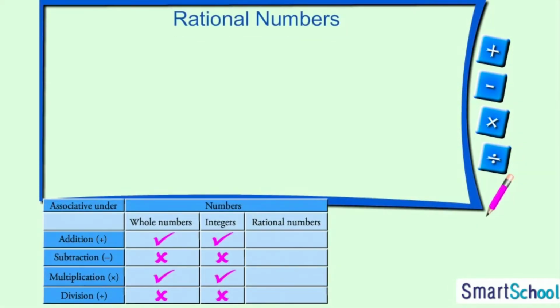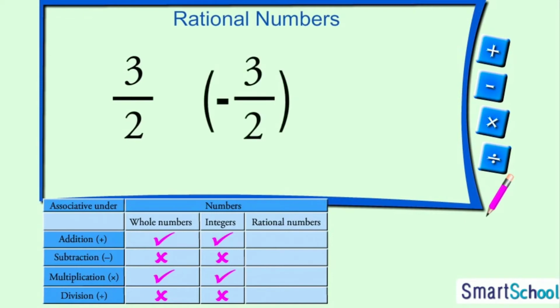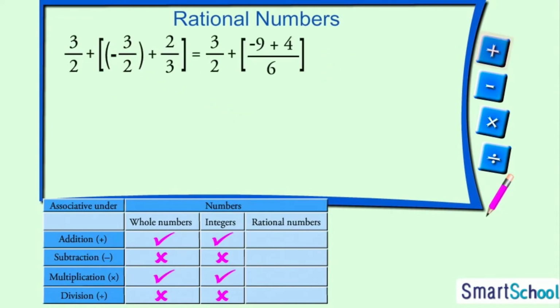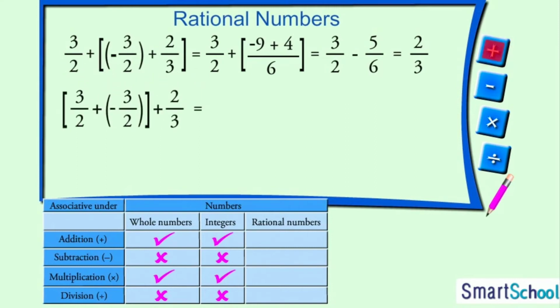Now, let us check the associative property for rational numbers. Consider three rational numbers: 3 by 2, minus 3 by 2, and 2 by 3. On adding the last two terms and then adding it to the first one gives 2 by 3. On adding the first two terms first and then adding to the last one also gives 2 by 3.